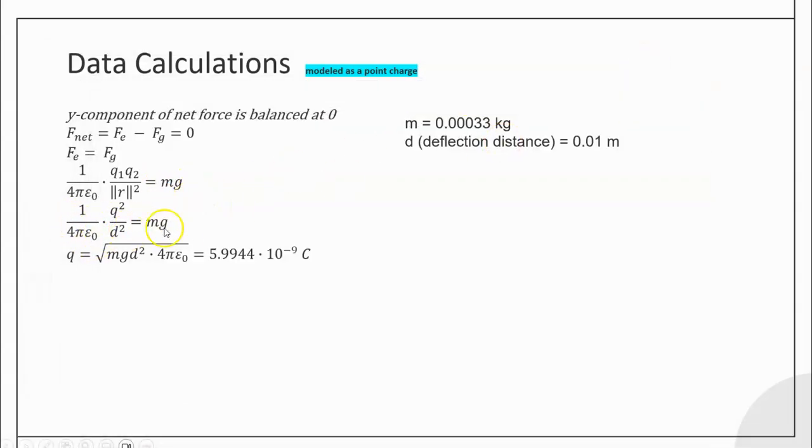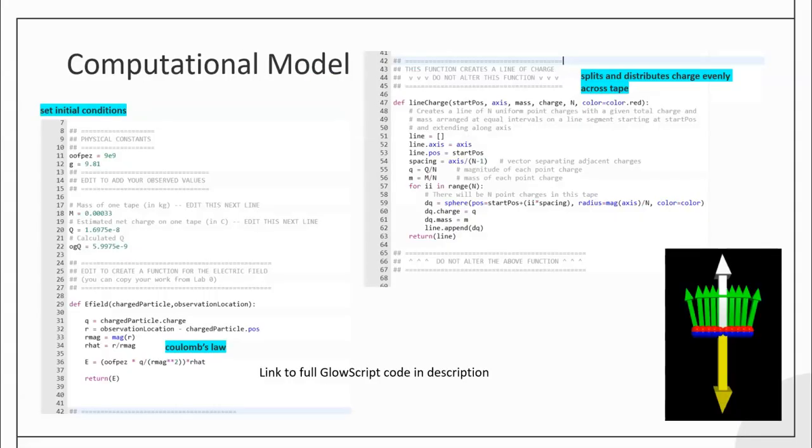And then we solved for Q for the charge, and this is what we got. And this is for if this was modeled as a point charge like we did in Lab 1. So I wanted to keep this number in mind while I use a computational model to model the tapes with the charge evenly distributed amongst its length. So that's what this is.